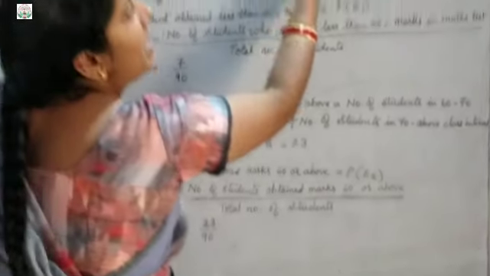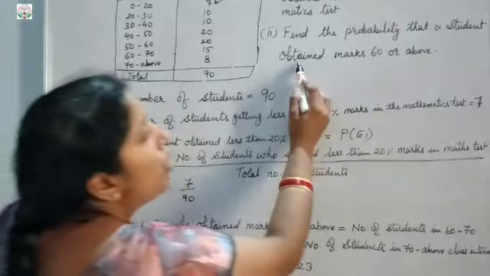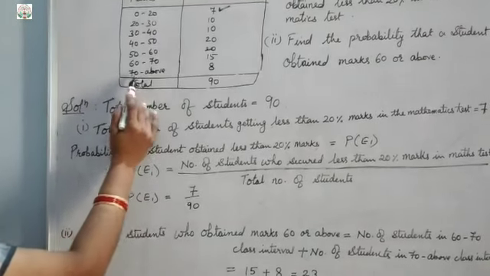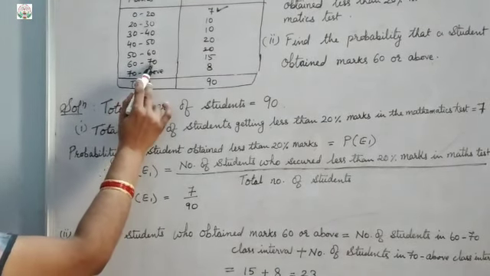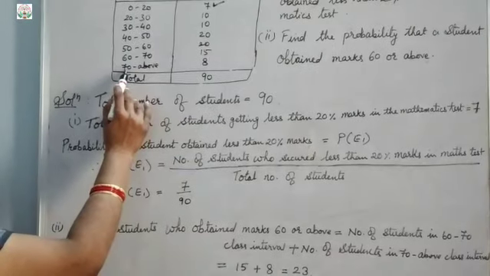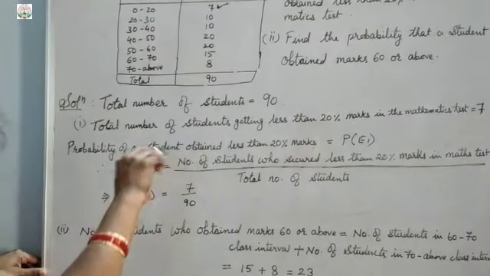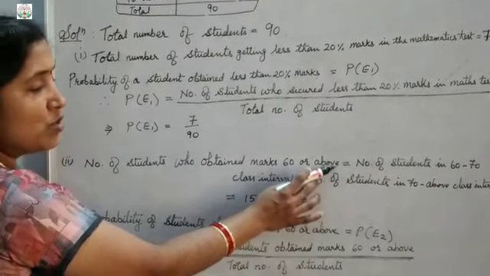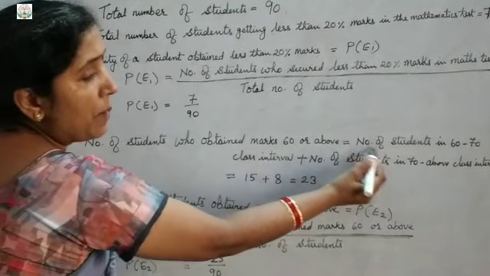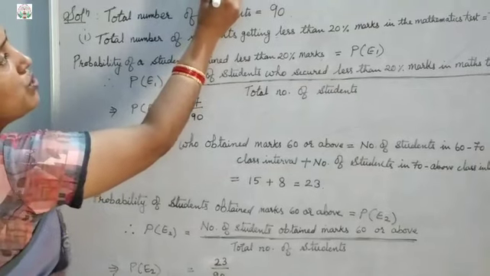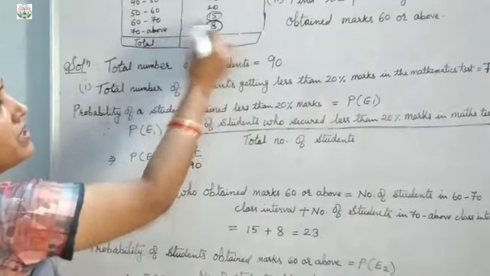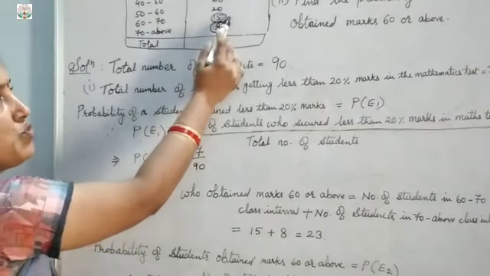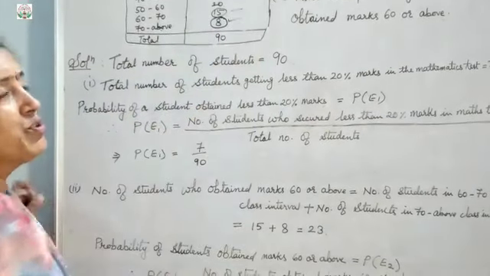Now the second question: find the probability that a student obtained marks 60 or above. That is the last two cases you can see. The 60 to 70 range and 70 and above will both come in that range. So we will write the number of students who obtained 60 or above. Because the question is 60 and above, I have to take the number of students in the 60 to 70 range and also the 70 and above range.